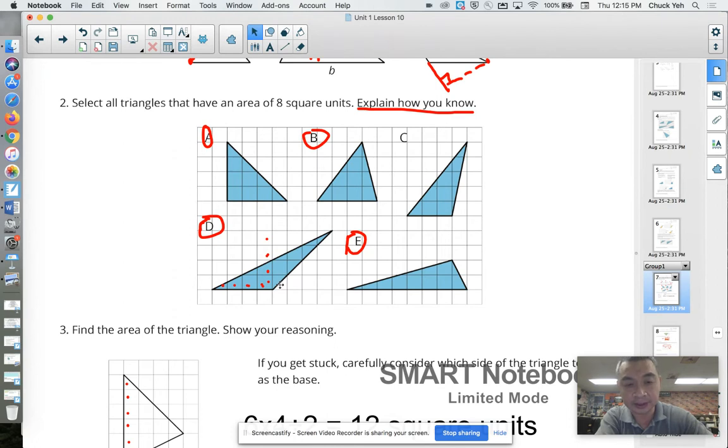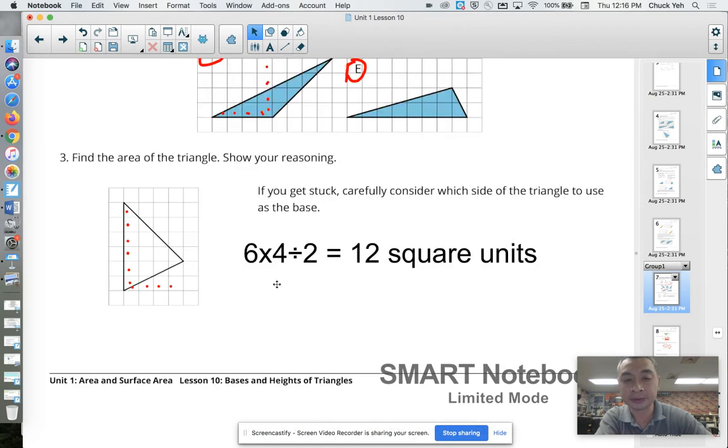We don't count this one here because it's not a true triangle. If you drew a rectangle, it's half of a rectangle, but if you eyeball it and draw it, that's not half of a rectangle. So that's why you don't count this one. Number 3, 6 times 4 divided by 2 is 12. So 6 and then 4.